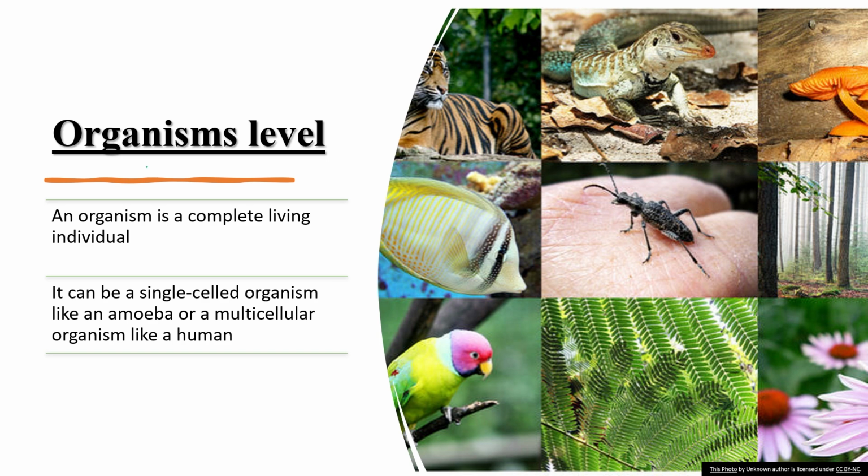And then the organism level. An organism is a complete living individual. When we use the term organism, it means a complete living individual. It can be single-celled like amoeba, or it can be multicellular like human, like tiger, like bird, like fish, anything, right? But that is a complete living individual. So this is the next level after organ system, the organism level.